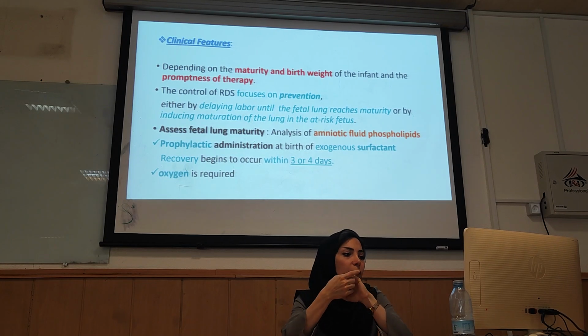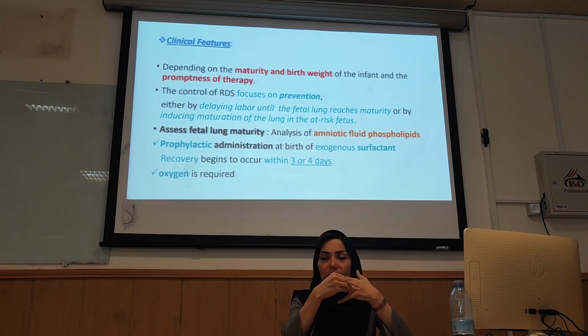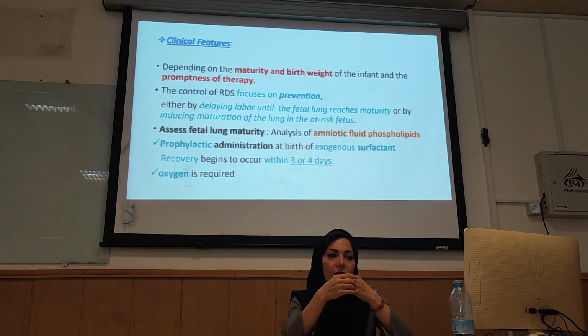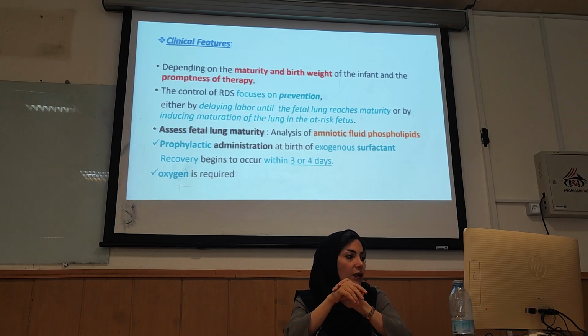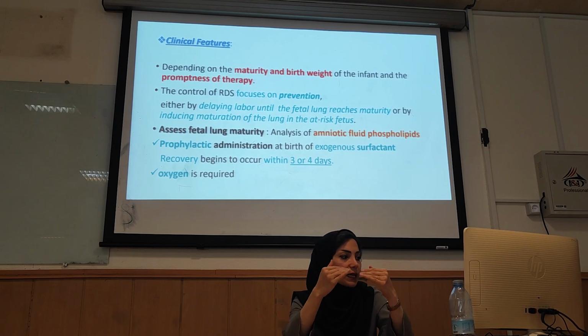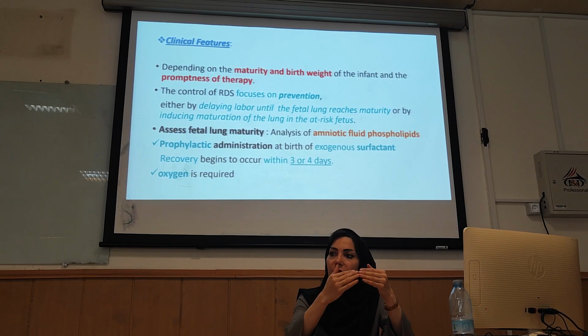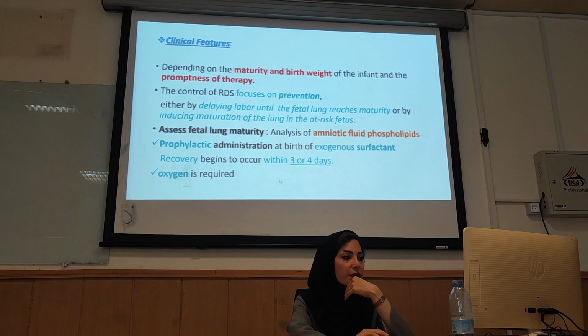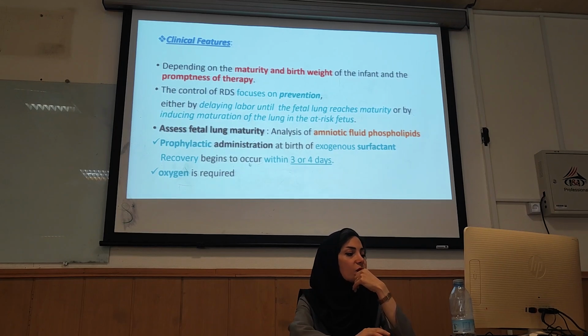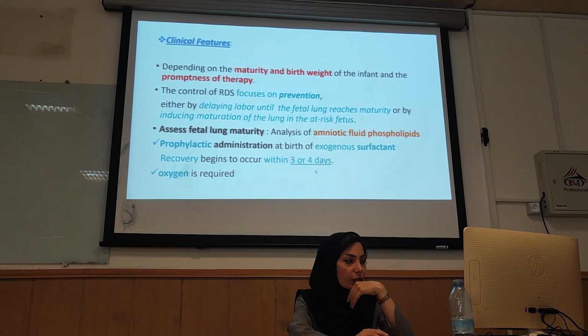prematurity. The higher the phospholipid level, the more maturation of the lung. So if there is a low level of phospholipid in the amniotic fluid, prophylactic administration of exogenous surfactant at first is a way to prevent the occurrence of RDS. Recovery begins to occur within 3 or 4 days.